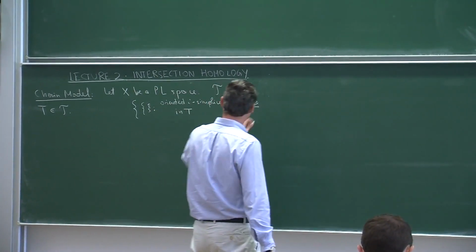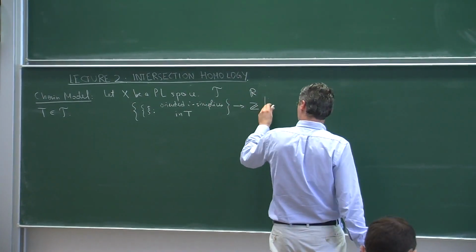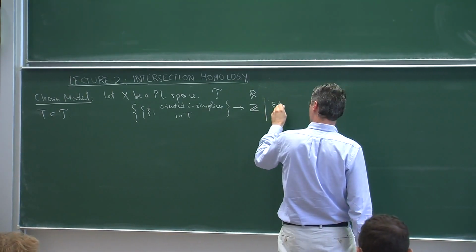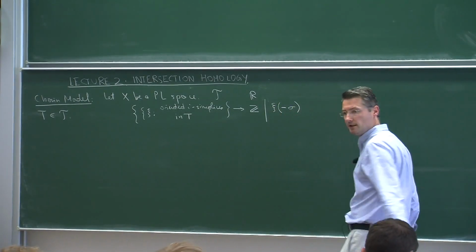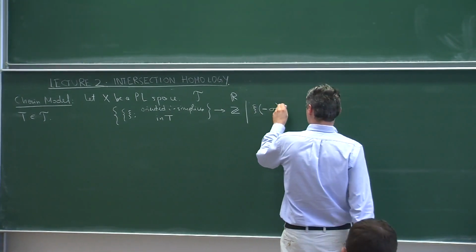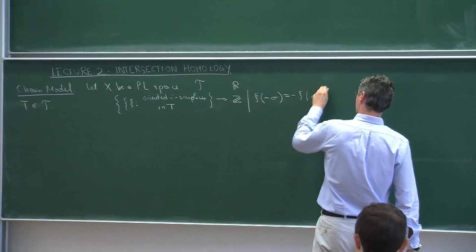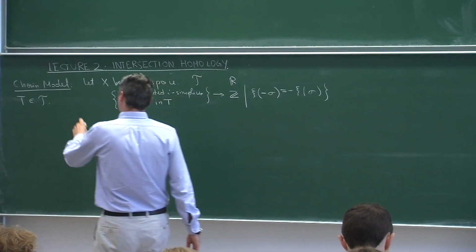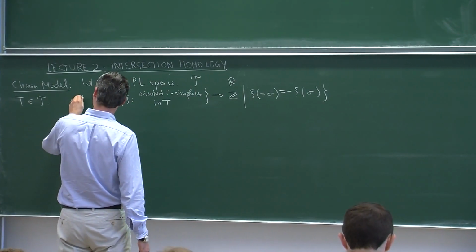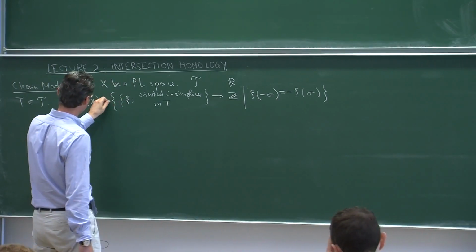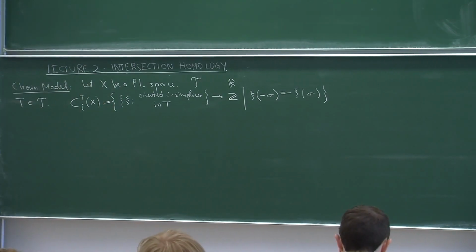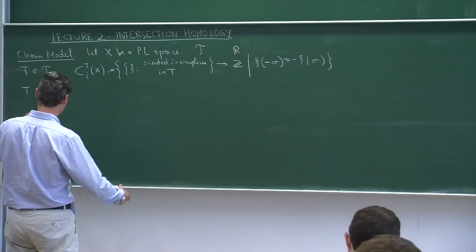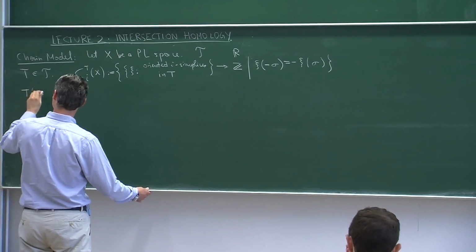And we consider the collection of all these, however, noting that if I reverse the orientation of a simplex, which I'll write as minus sigma, then the function should also change sign. So this is what we stipulate. And this is an abelian group, and we call it the simplicial i-chains in X with respect to the triangulation T.